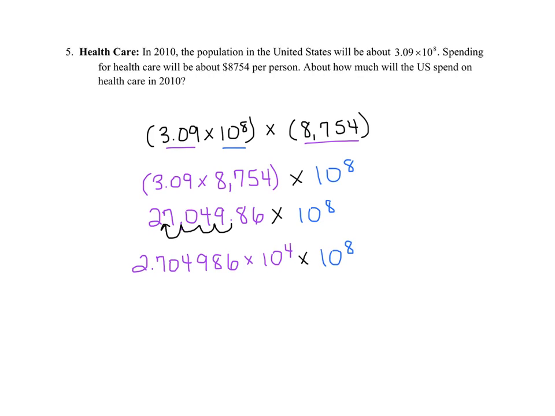Our last step, we have like bases. So we're going to add our exponents. So 4 plus 8 gives us 12. So now before we write this, if you look in the problem, it says about how much. So that's estimating. So we estimate this number, it's about 2.7. So our final answer is equal to 2.7 times 10 to the 12th power. And that is your answer.